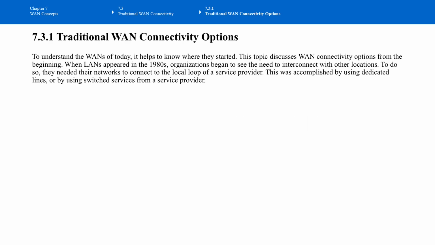To understand the WANs of today, it helps to know where they started. This topic discusses WAN connectivity options from the beginning. When LANs appeared in the 1980s, organizations began to see the need to interconnect with other locations. To do so, they needed their networks to connect to the local loop of a service provider. This was accomplished by using dedicated lines or by using switched service from a service provider.